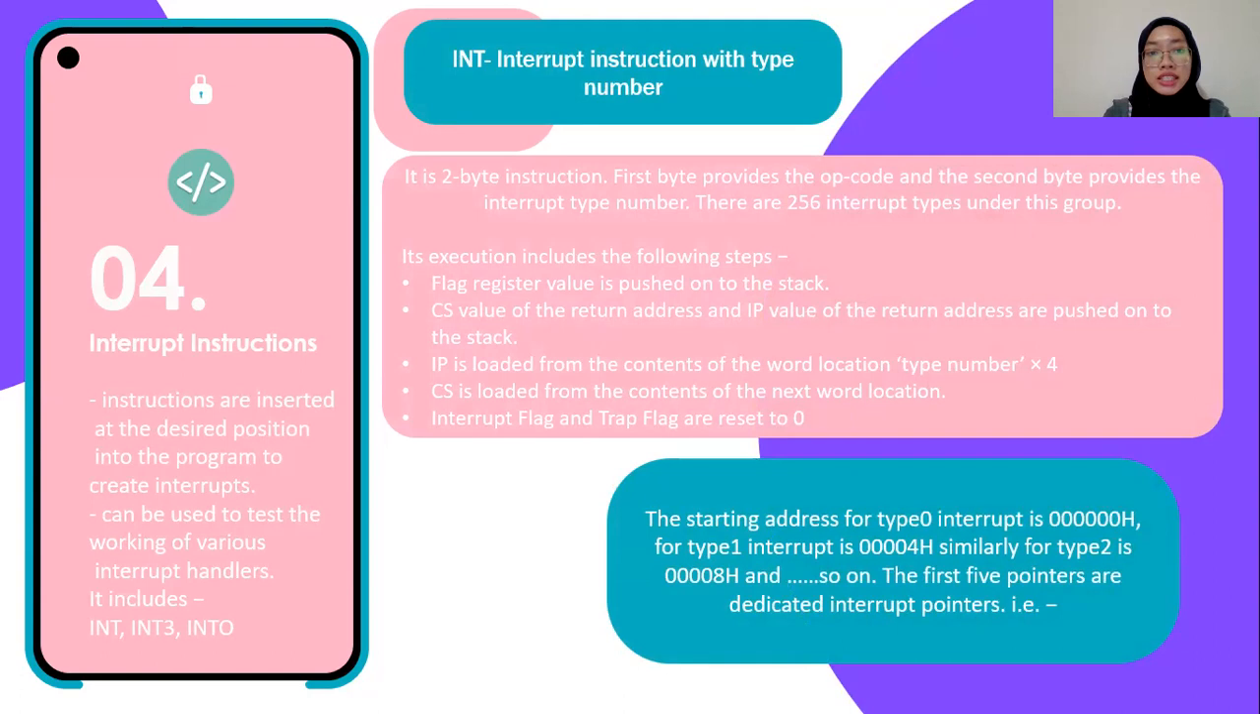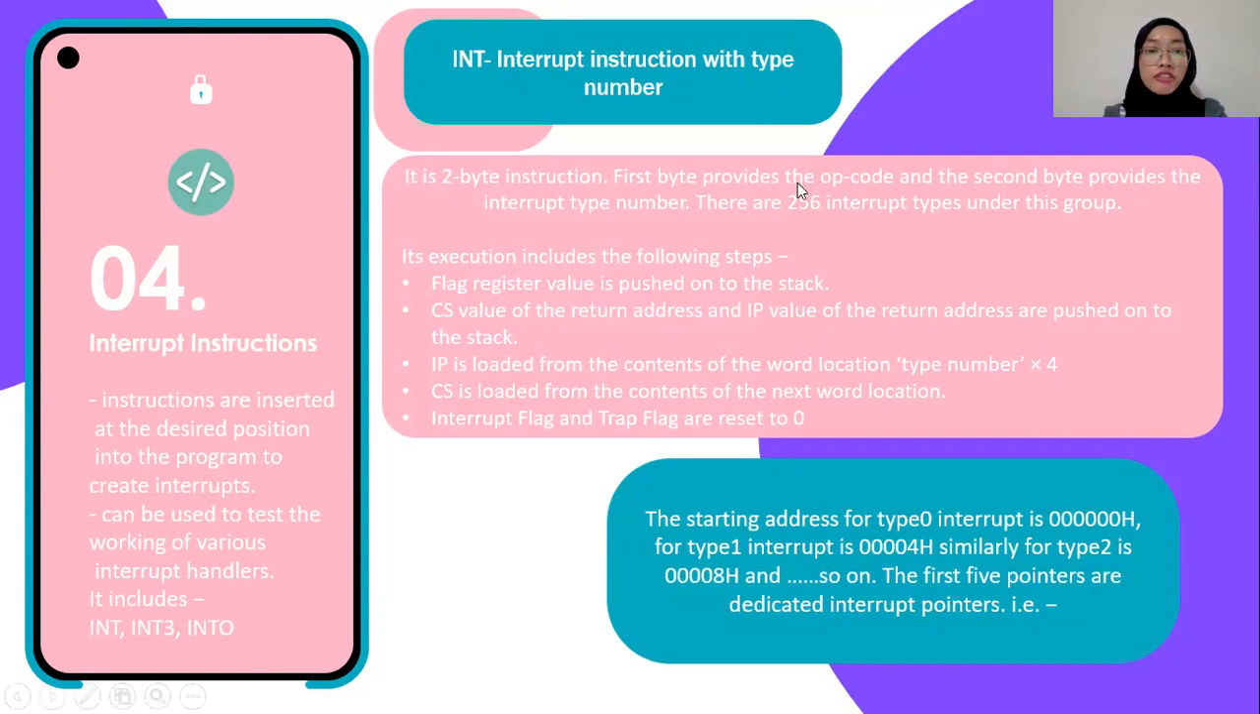Basically it is a two byte instruction. The first byte provides the opcode, and the second byte provides the interrupt type number. There are 256 interrupt types under this group. The execution includes the following steps.